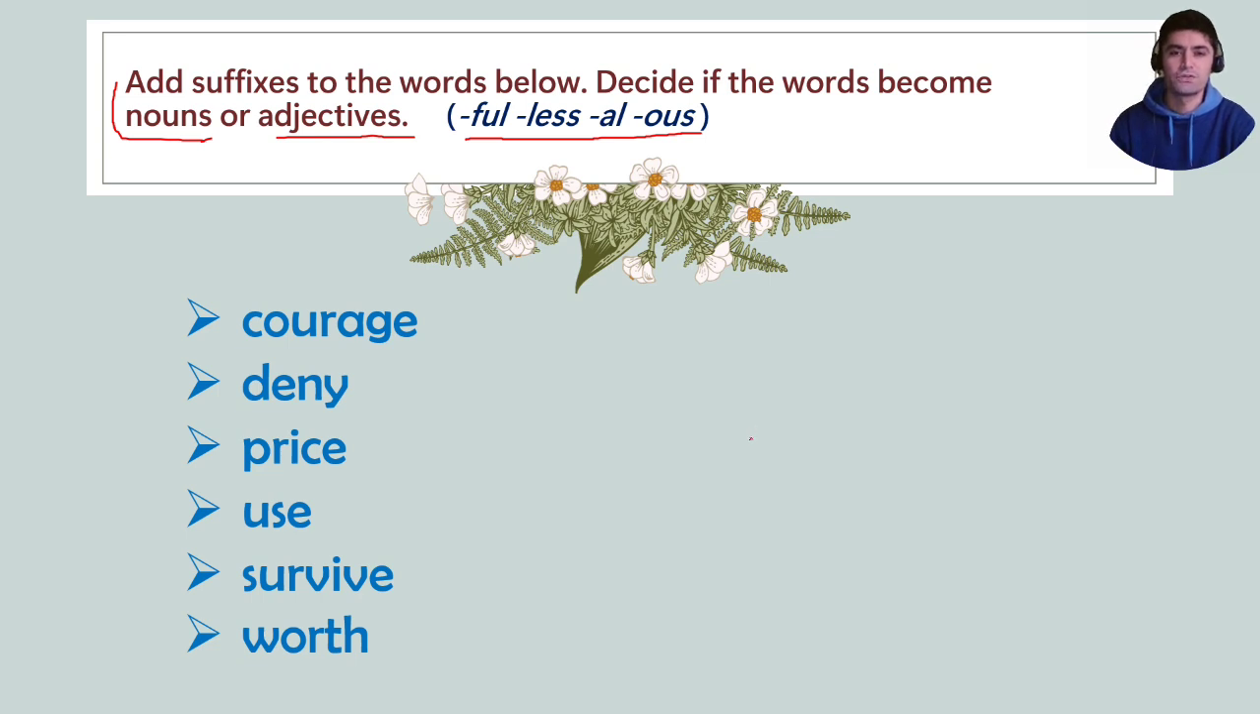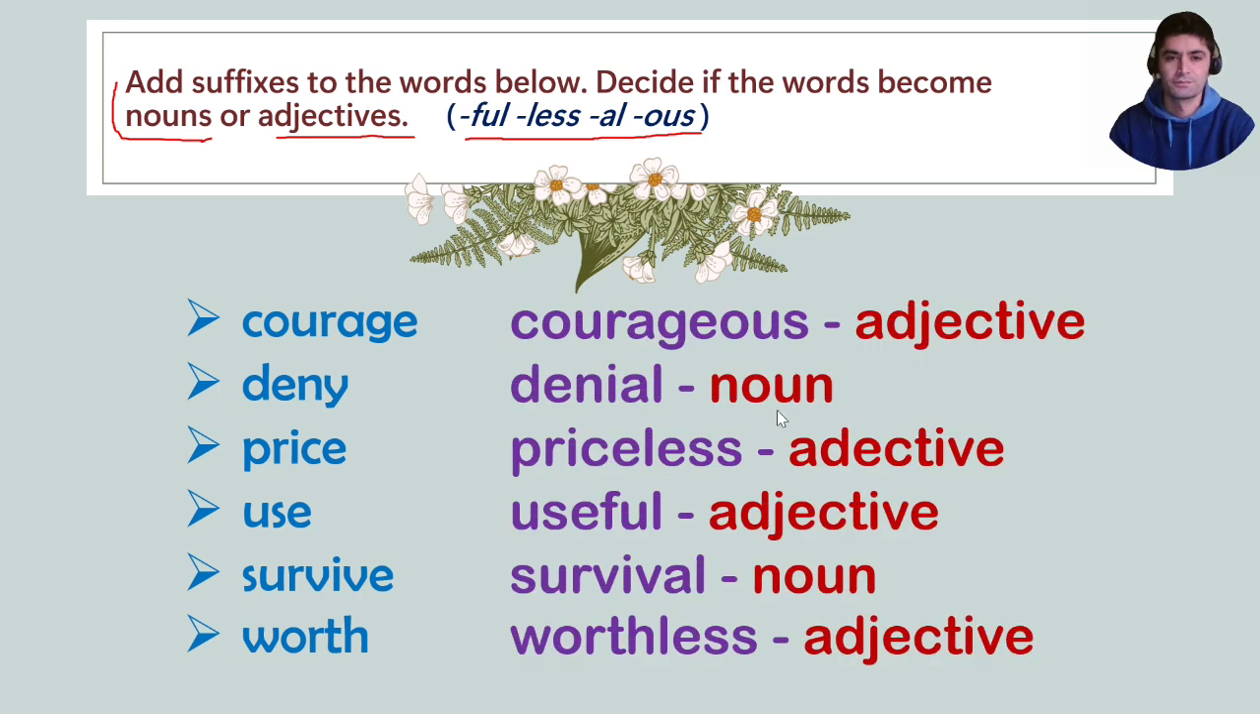Alright, the time is over. Now let me show you the answers. So here are the correct answers. Now let's take a look at each of them. First one here is courage, and it became courageous here. Courageous is an adjective.